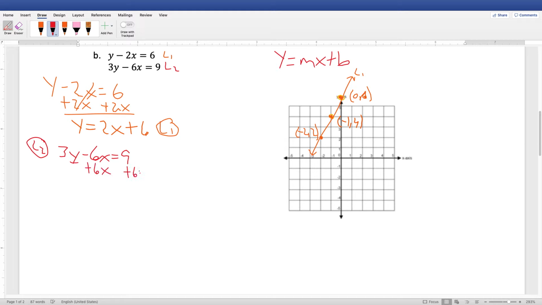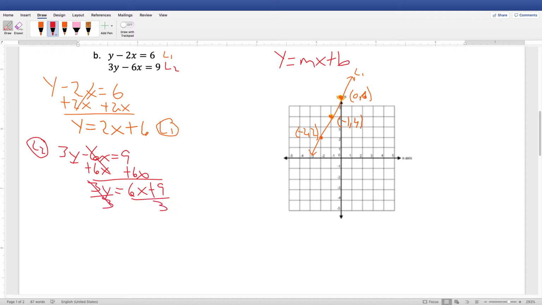Whatever you do to the left side, you must also do to the right side. The left side, they cancel, leaving me with 3y is equal to 6x plus 9. Now I'm still not done because I need y to be by itself before I can graph it. So I'm going to divide everything by 3.